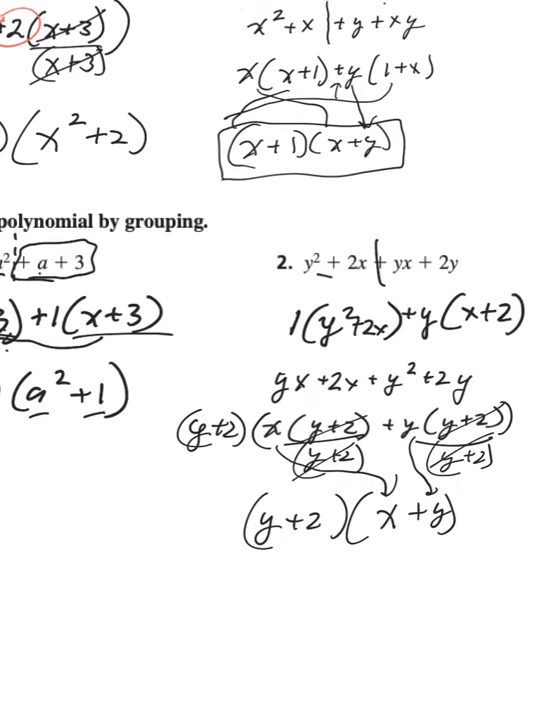Okay, anyway, if you were able to get this answer on your own, you should pat yourself on the back. The answer is y plus 2 times x plus y. Doesn't matter what order. It could be x plus y times y plus 2. It's right either way. How did I do that? Well, just like I hinted, the answers were in the wrong order.